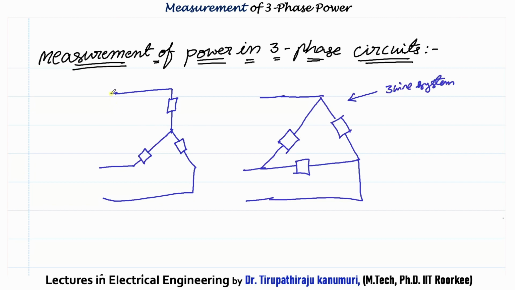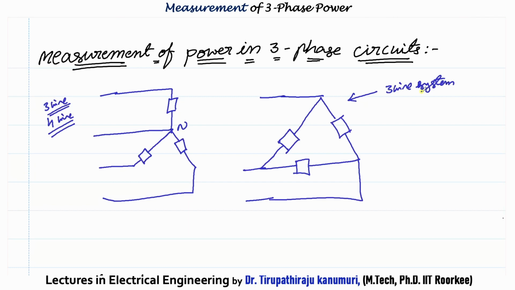But if you go for star connection, it can have either a three-wire system or a four-wire system. How will the fourth wire be there? If the neutral point is also taken, then we have a four-wire system. So the star connection can have either a three-wire or four-wire system, while the delta connection has a three-wire system.